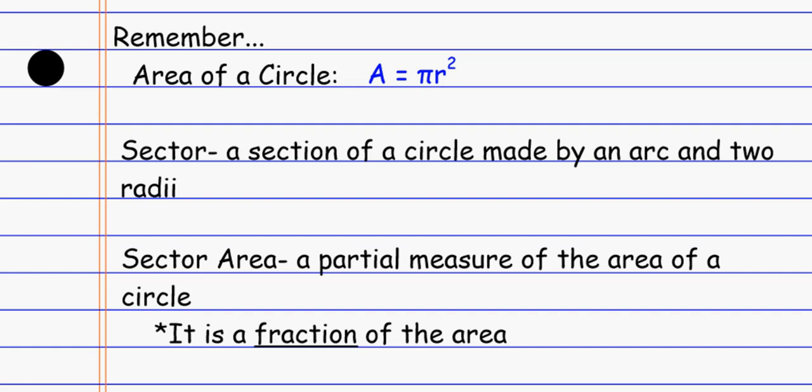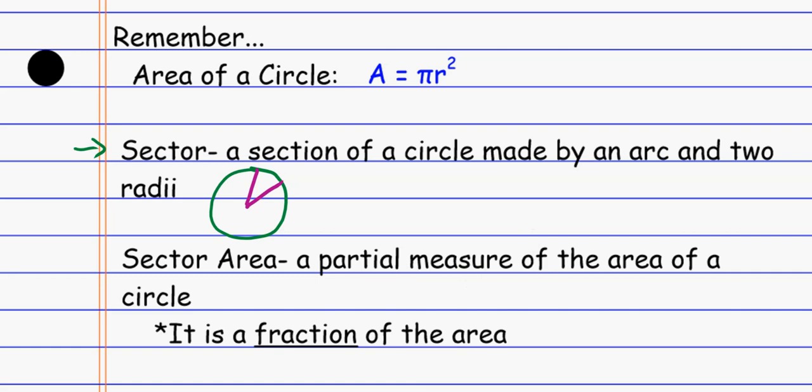And then moving on to this thing called a sector. Well, a sector is just a piece of the circle. It's a section of the circle made by an arc and two radii. In other words, it's like a pizza slice. When you look at a sector, the entire circle is an entire pizza pie. The sector would just be one of those slices, okay? So that's what we're talking about.